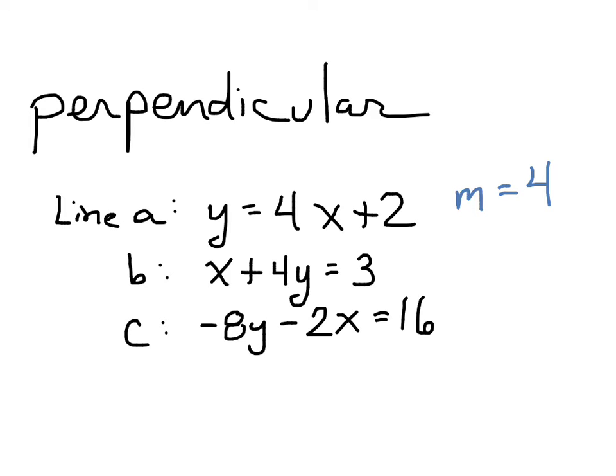So now we need to get the others into that format. We need to get y by itself. So for line B, the first thing you'd move is the x. How do you move a plus x? Good. So if I subtract x from both sides, I end up with 4y equals negative x plus 3. And how do I get rid of a times by 4?